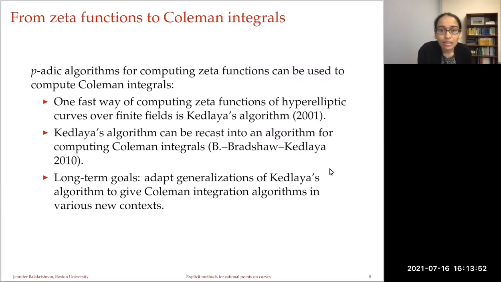And so if we have some way to compute the action of Frobenius on differentials, then we're in business. One way of computing the zeta function of a hyperelliptic curve over a finite field comes to us from Kedlaya's algorithm. He used Monsky-Washnitzer cohomology to do this. And we can turn Kedlaya's algorithm into an algorithm for computing Coleman integrals on hyperelliptic curves over the p-adics. This was work that Balakrishnan, Bradshaw, Kedlaya and I did about a decade ago. Now, more long-term, we'd like to adapt various generalizations of Kedlaya's algorithm in various directions to give Coleman integration algorithms in new contexts. And so what do I mean by that?